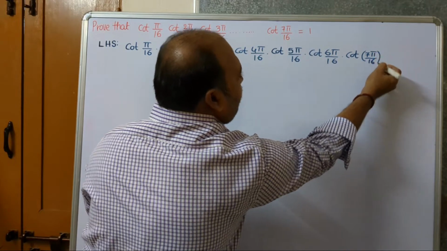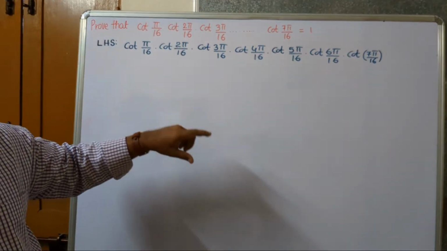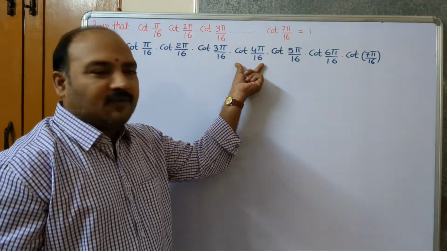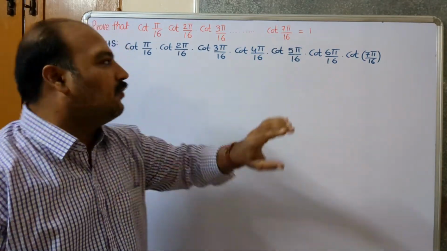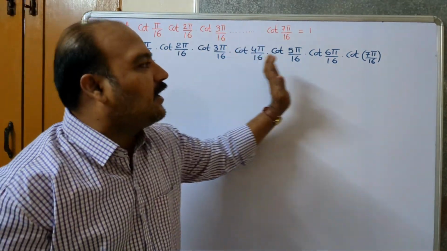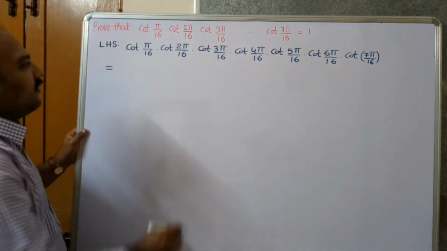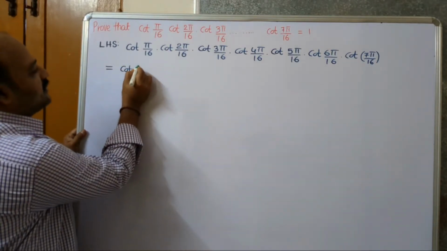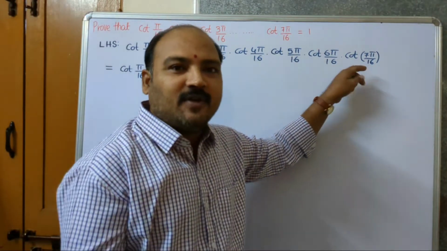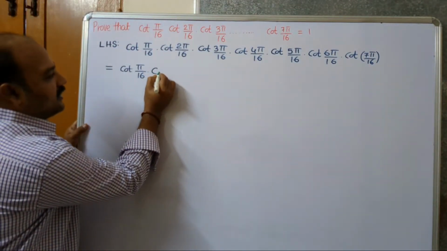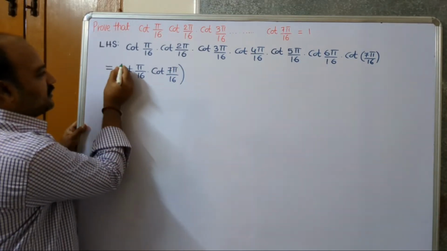Here you have to remember one important logic. Among these 7 terms, cot 4 pi by 16, that is cot pi by 4, value is 1. So we can neglect this one. Neglect means we can write it as lost. After that, for the rest of the terms, we take cot pi by 16, the first term, and the last term, and write them as one term. Observe carefully, like this way you have to write it: cot pi by 16 into cot 7 pi by 16, keep it as a bracket.